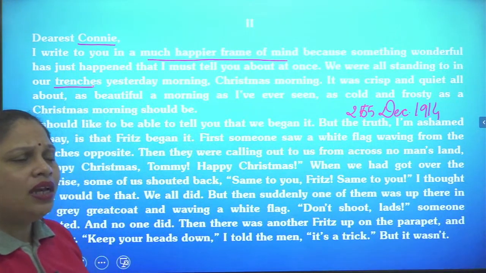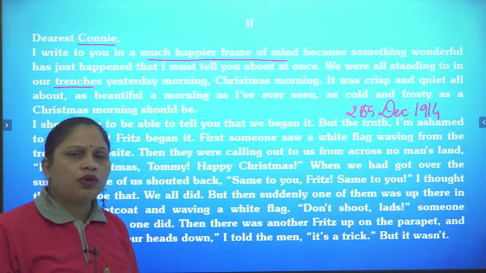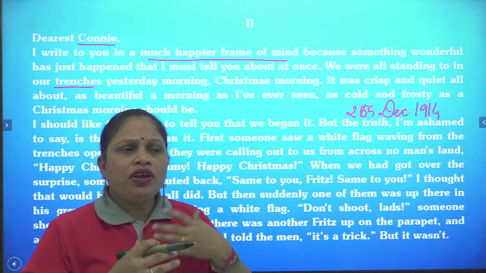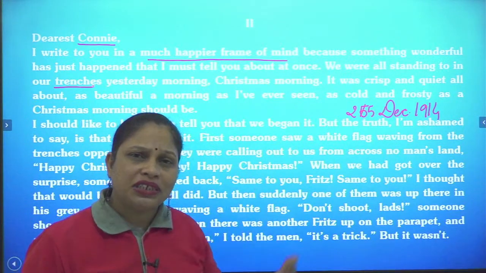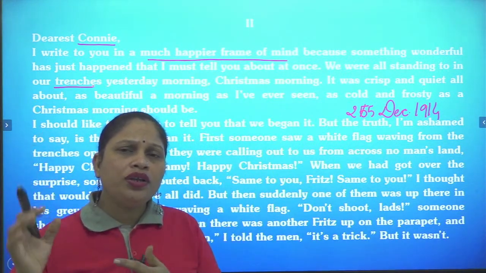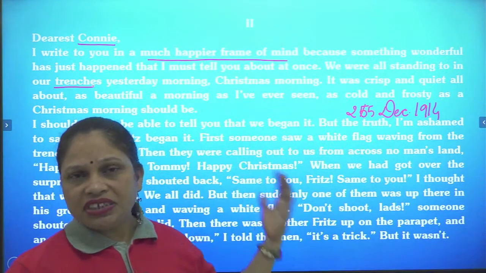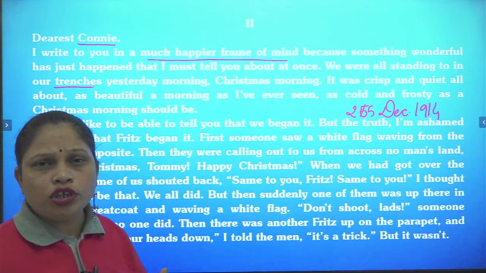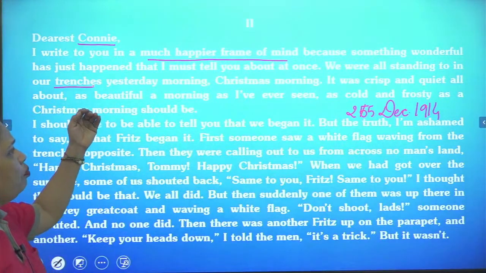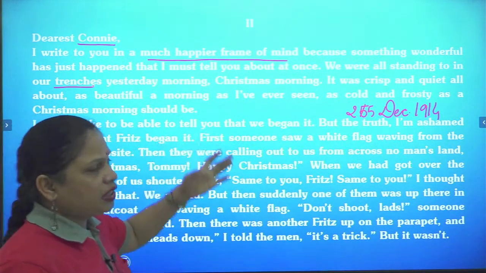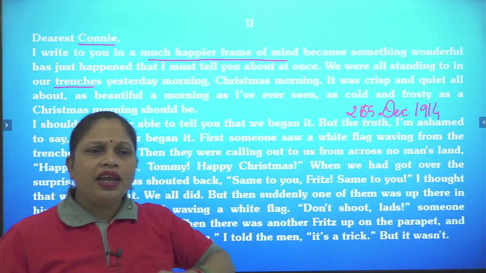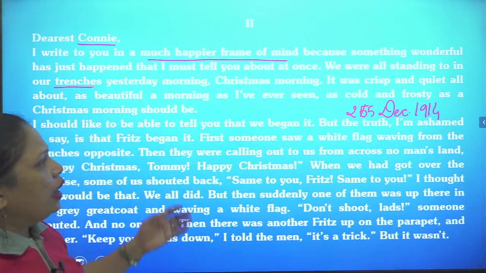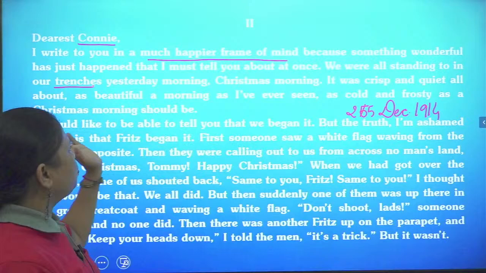A pleasant atmosphere, because though the soldiers were on the battleground, they knew it was Christmas. They were missing their family and recalling the good time they had with their family the previous Christmas. Because of that mood, Jim felt the morning was very peaceful, very quiet and beautiful, the most beautiful he had ever seen. According to Jim, he had never experienced such a beautiful and peaceful morning before, as cold and frosty as Christmas morning should be.